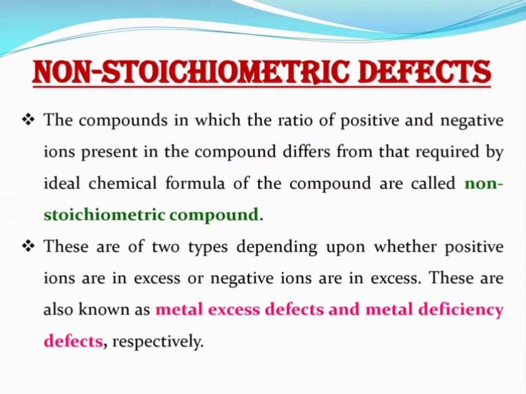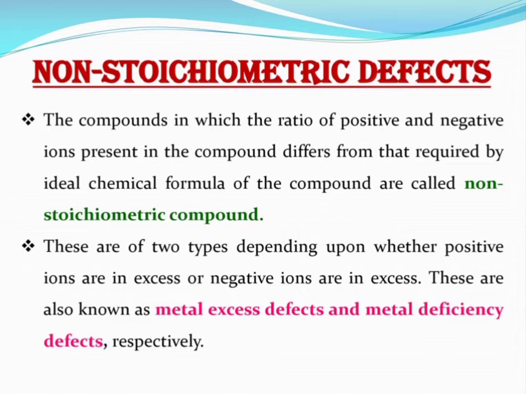Before that, the compounds in which the ratio of positive and negative ions present differs from that required by the ideal chemical formula of the compound are called non-stoichiometric compounds. The defects in these compounds are called non-stoichiometric defects. Non-stoichiometric behavior is most commonly found for transition metal compounds. It is also found for some lanthanides and actinides.